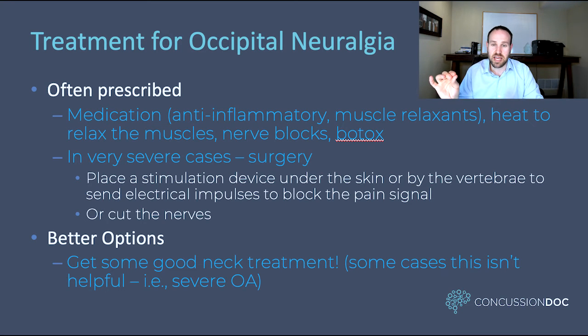In very severe cases of this, they can go in and do what's called an ablation, and they can actually start to cut that nerve away so that you're no longer feeling that pain. They can put little devices in there that help to kind of reduce its activity to reduce the pain signal. Like I said, better treatments are getting some manual work. Sometimes this isn't possible. If you have severe osteoarthritis in that upper part of your neck, manual treatment won't be able to release that, and you may actually need some sort of cervical intervention or something to actually reduce that pain.